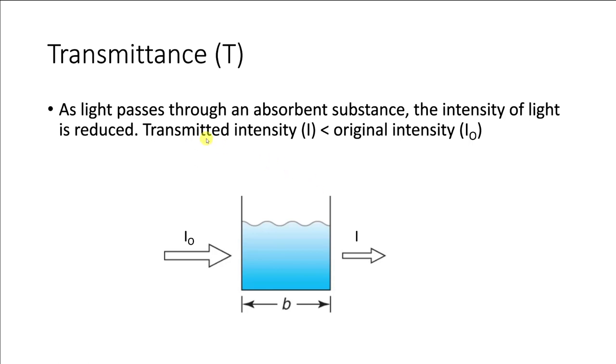So another definition I want you to be familiar with is called transmittance. Basically, it's describing that when light passes through some sort of absorbent substance, the intensity of the light following passing through that absorbent substance is reduced. Therefore, transmitted intensity will always be less than the original intensity.